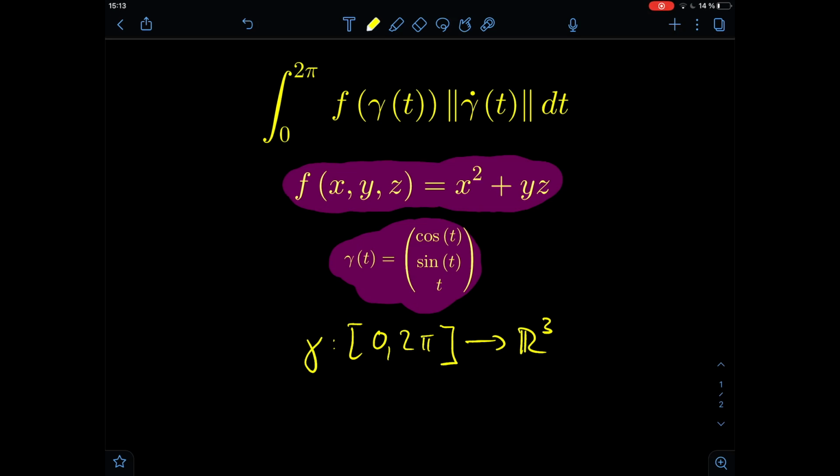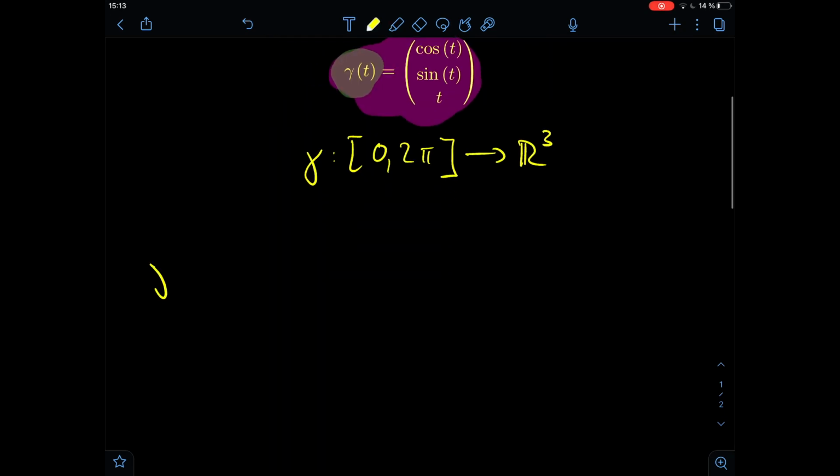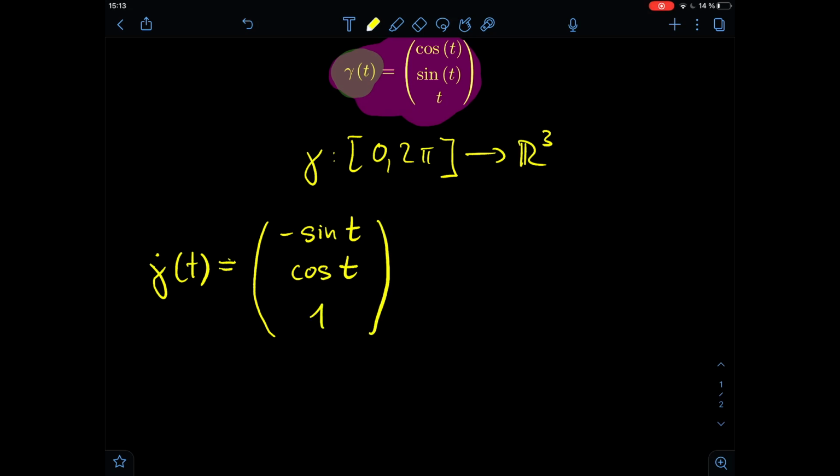So in order to calculate the actual curve integral, line integral, what we have to do is calculate the derivative of our curve. So we have gamma of t, which is here, and we're going to calculate the derivative first. So the derivative, gamma dot of t, will be minus sine of t, because the derivative of cosine is minus sine. Then the derivative of sine will be cosine of t, and the derivative of t with respect to t will just be 1.